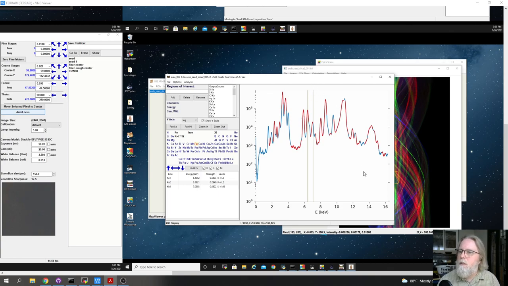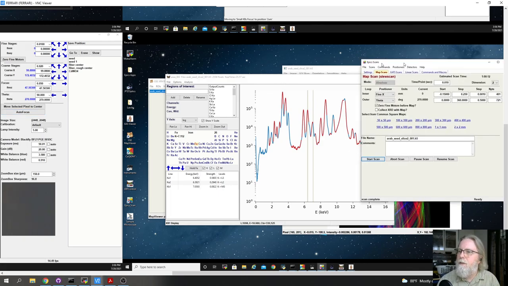Also in this spectra, I'm going to just check on the scan, see how the scan's complete.